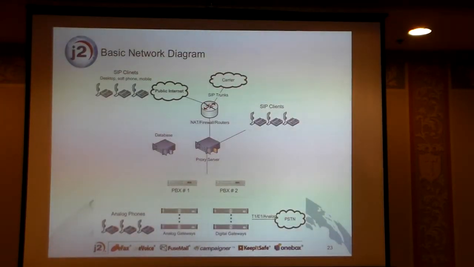So a basic network is that you have a bunch of gateways, PBXs, a proxy server, a database, a bunch of SIP phones maybe on the internet or local to your subnet. You have carriers, SIP trunks, gateways, maybe analog phones, analog PSTN, or fax servers, fax machines, and that kind of thing.